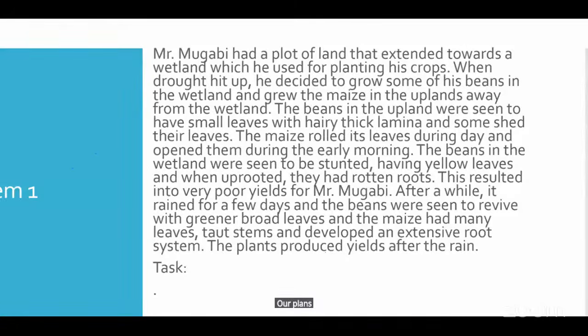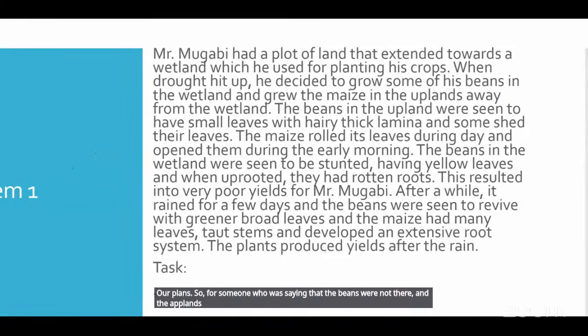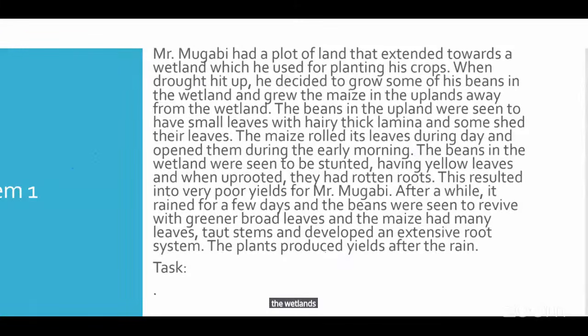So for someone who was saying that the beans were not there in the uplands, you can read the scenario critically. You realize that the beans were there in the uplands, but again, the beans were also grown in the wetlands. But in the wetlands, there was no maize. So maize was only grown in the uplands. So when we are talking about the uplands, here we are talking about the beans and the maize.